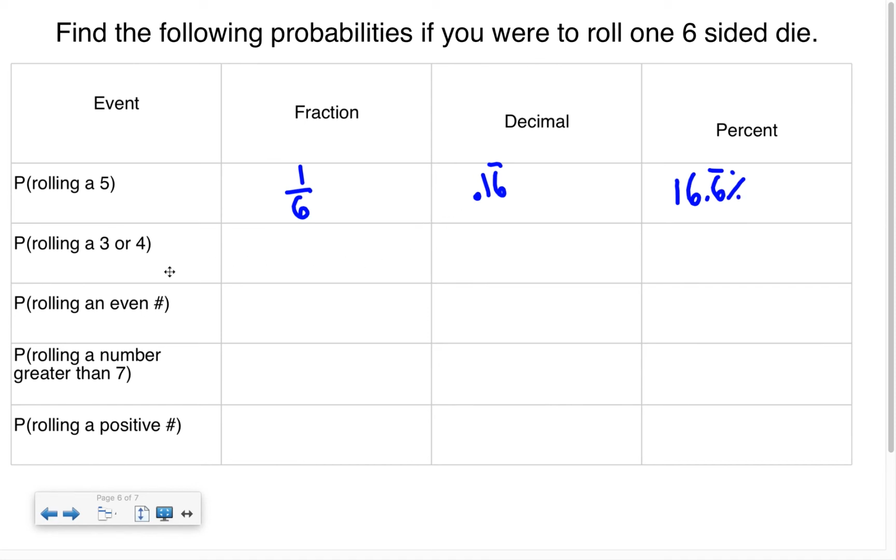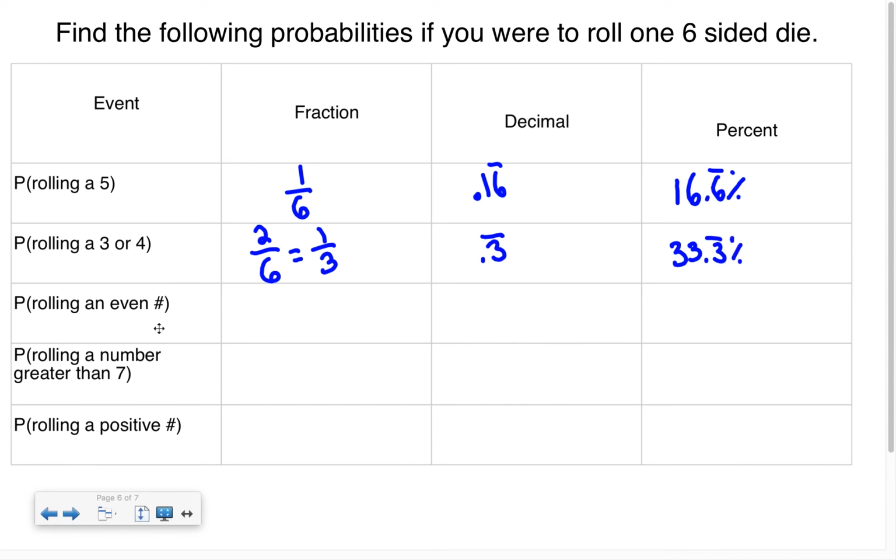Now if we're looking at rolling a 3 or a 4, I'm happy if I get a 3 or a 4. Those are my favorable outcomes. That's what I want to happen. I can roll a 3, that's one way. Roll a 4, that's one way. So that's 2 out of the 6 total outcomes. 2/6, we should know, is 1/3. 1/3 in decimal form is 0.3 repeating. As a percent, 33.3 repeating percent.